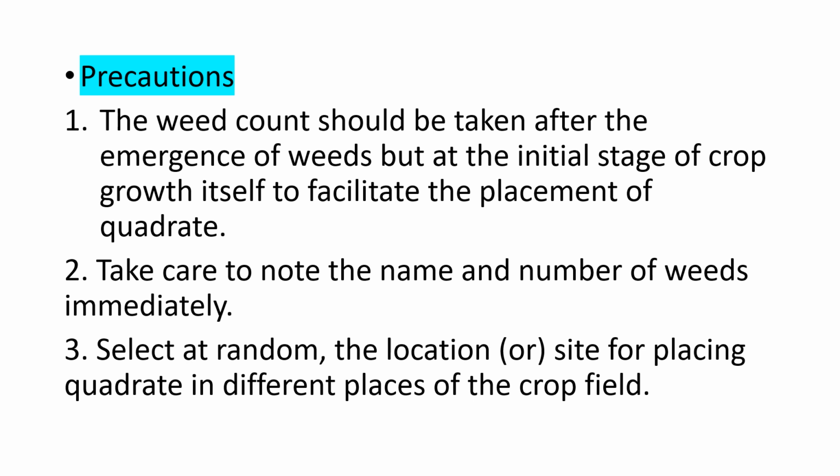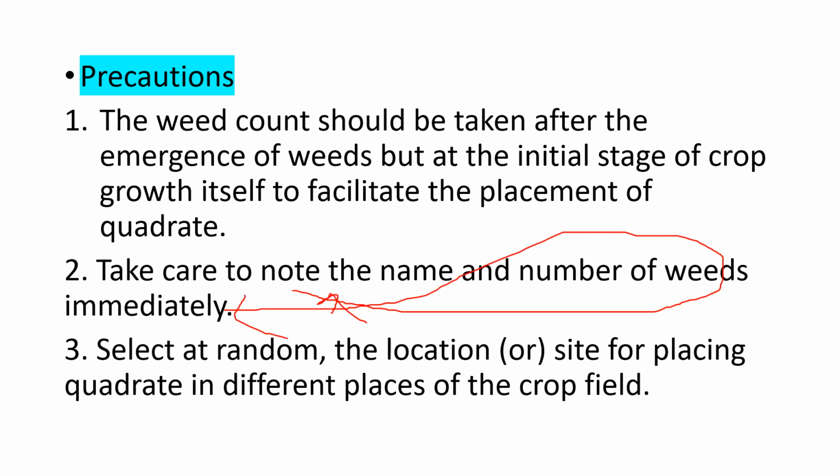Precautions. What precautions do you have to follow? You have to take care that the name and number of weeds should be written immediately. Afterwards, you're going to forget it. So you have to write immediately. You have to select random places, not in a sequence. You have to take random places.